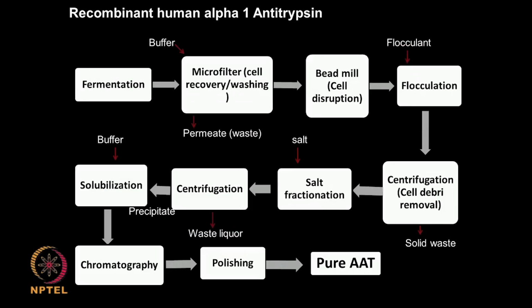Now, let us look at another product. It is called a recombinant human alpha 1 antitrypsin. So, after the fermentation, you can see there is a filtration. Now, here the product is intracellular. So, obviously we have to harvest the cells, collect the cells, and then disrupt the cells using a bead mill, and then we are collecting the product by flocculation, centrifugation, and you are removing it using a salt precipitation, again centrifugation, then a set of chromatography here, and then final washing and polishing, and you get the pure recombinant alpha 1 antitrypsin.